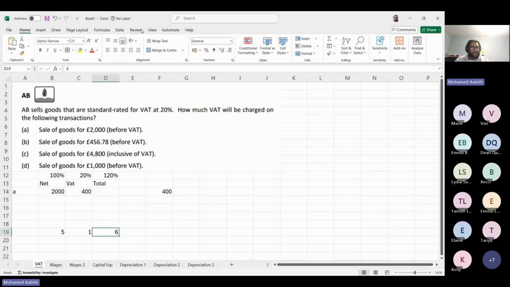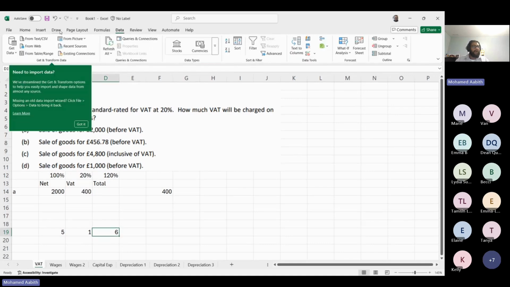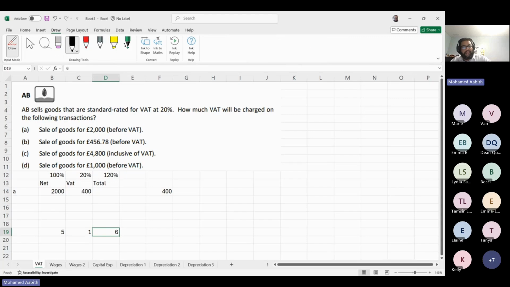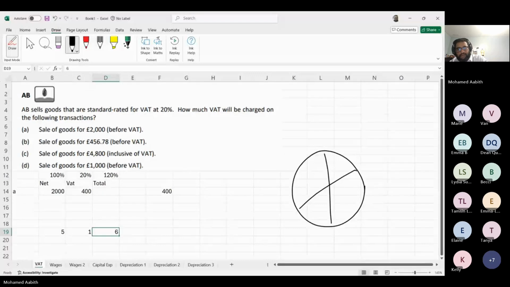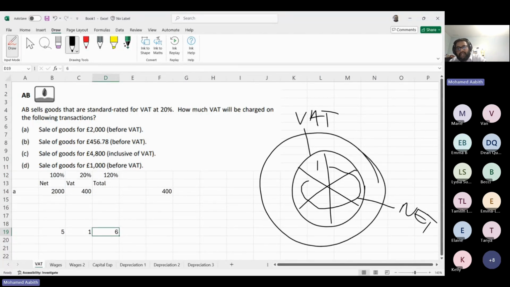So if I'm going to draw quickly, let me see whether I can draw here. I'm not sure I'm allowed to draw here. Oh, here, I have a draw. Okay, so say this is a pizza. If you split it into 6 equal slices, one slice, this slice here, will be your VAT. And these 5 slices will be your net. And the whole pizza is your gross.